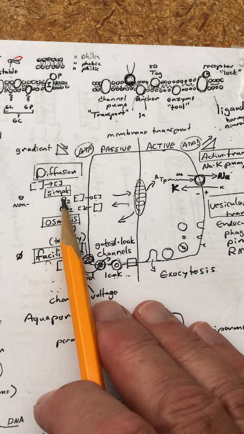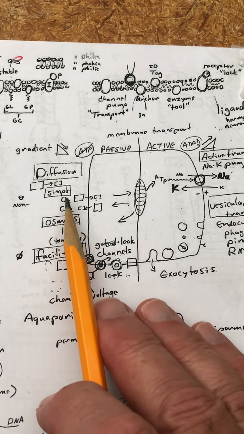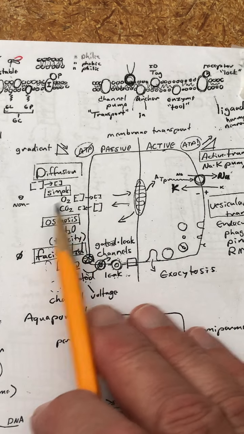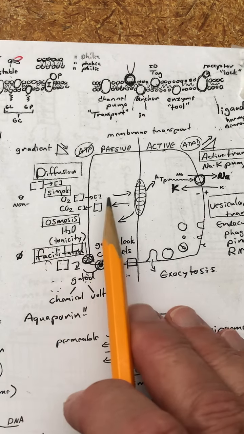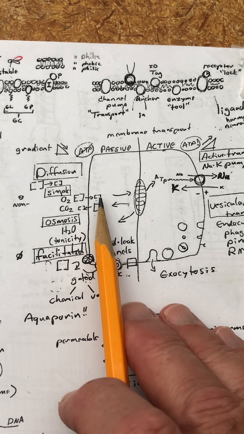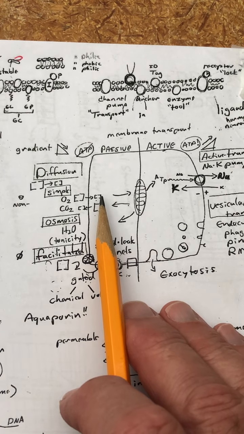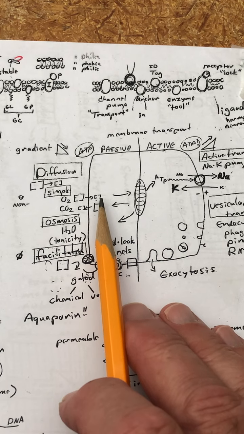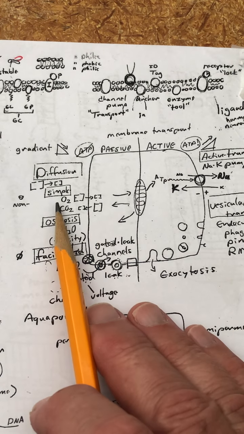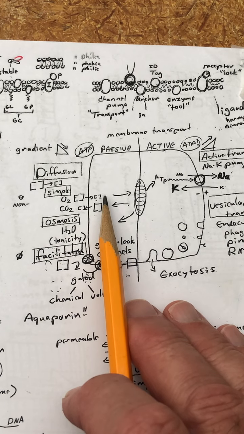Simple diffusion is represented by things such as oxygen moving into a cell from higher concentration outside the cell to lower concentration inside, because the cell is using up the oxygen on the inside, keeping the concentration low, and you are breathing in to provide oxygen for the body to eventually provide it for the cell.